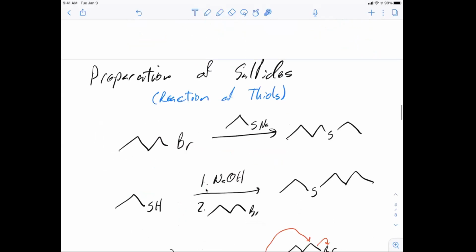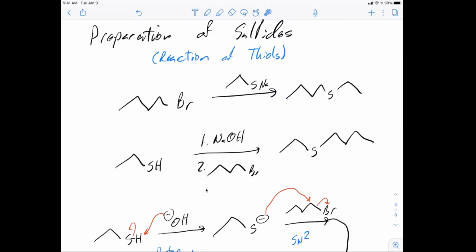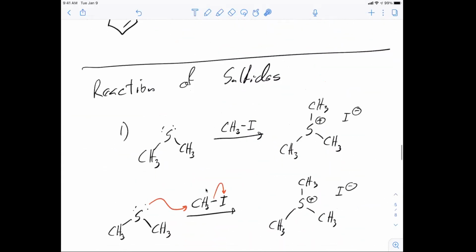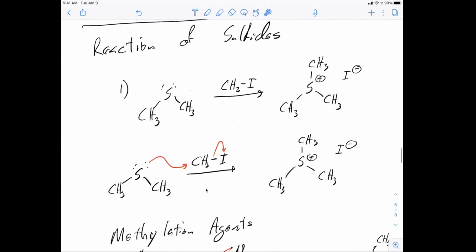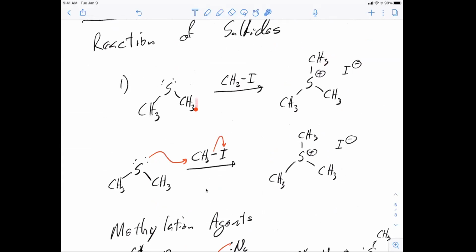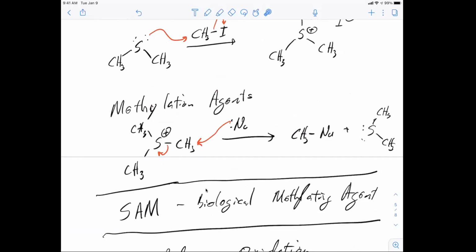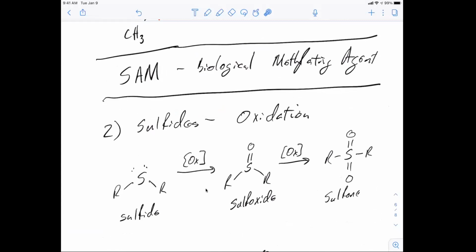Preparation of sulfides, that's another reaction of thiols, right? We do that by just reacting with the anionic thiol, so thiolate. We can do that by taking the bromide and reacting it with the thiolate, or we can take the thiol reacted with base and electrophile to get our product. And then for reactions of sulfides, we can have the methylation reaction, where we create a methylating reagent by reacting the sulfide with an electrophilic group with a good leaving group, making methylating agents. Okay. And then we can do oxidations.